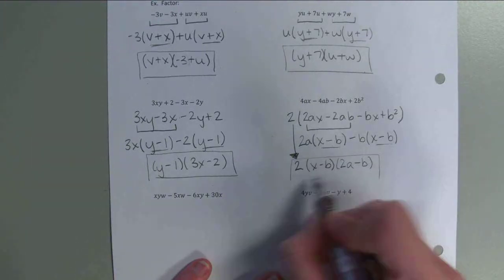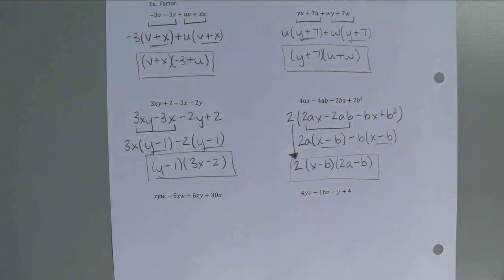How do you check something like that? It's just kind of reverse order. The very first thing you did was factor out the 2. It will be the very last thing you do to distribute. So the first thing you would do is FOIL your 2 binomials, and then at the end distribute the 2, and you'll get back there.